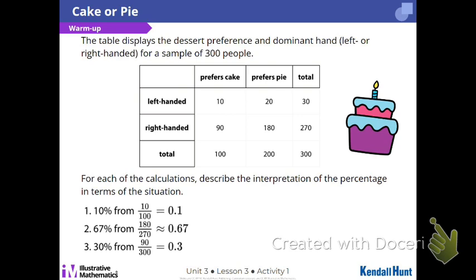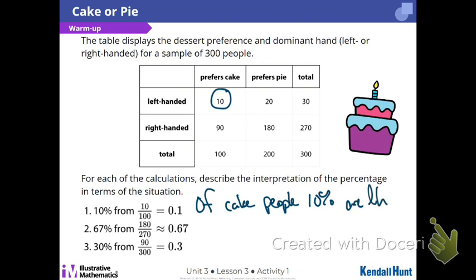Ellie: Out of all the people that prefer cake, 10% are left-handed. So of cake people, 10% are left-handed. Okay, and we know that because the total came from the column. So it's only referencing left-handers.